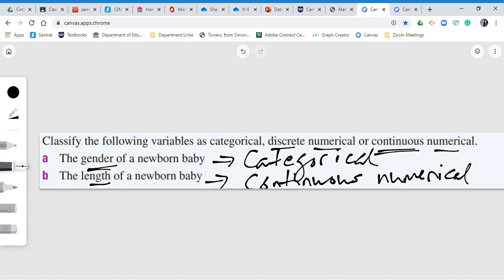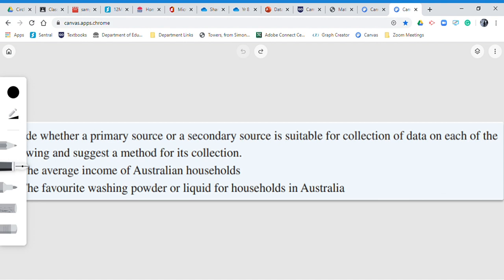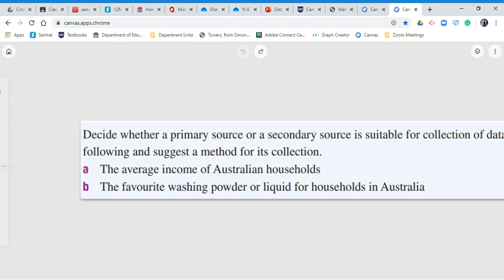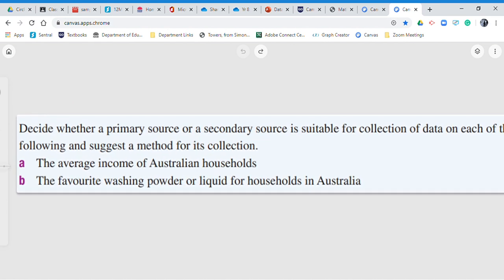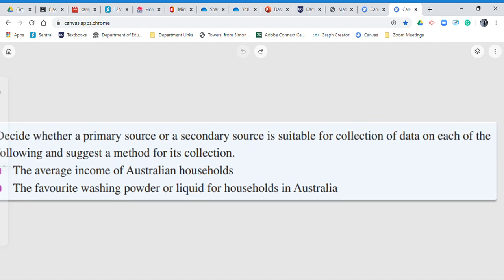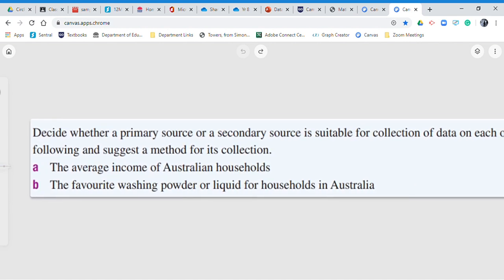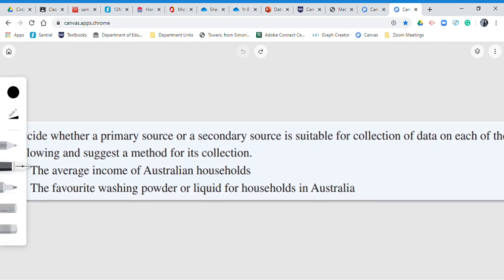So first example done. Second one, again, sorry if you can't see it, I'll just move things off the side. Let me just see how I can do this. There we go. So decide whether a primary source or secondary source is suitable for the collection of data on each of the following and suggest a method for its collection. So the average income of Australian households. So we need to figure out if a primary source or a secondary source is suitable for collecting this data. So when we're looking at this, this would be very easily collected using census data.